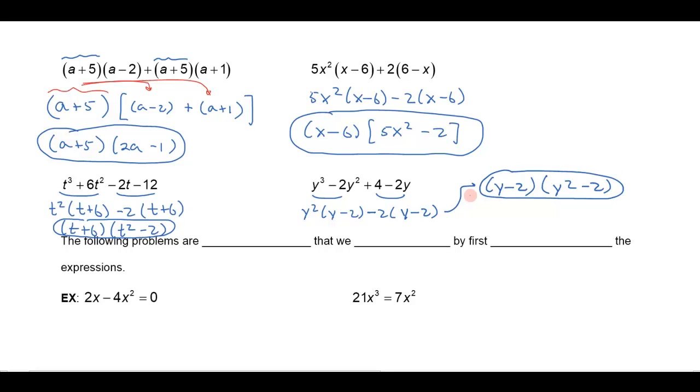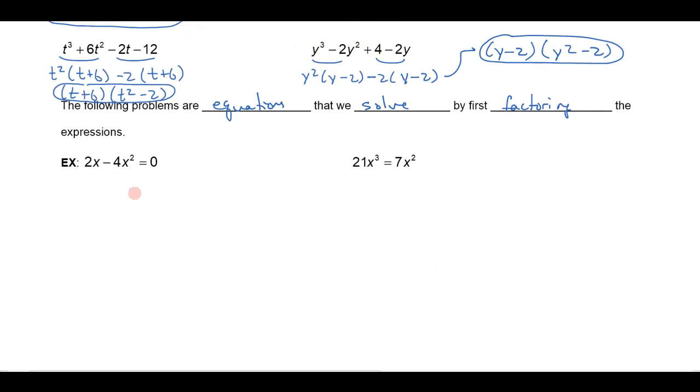Okay? Now, as I mentioned earlier, all of these problems have been expressions that we just simplify. But the following problems, now you're seeing an equal sign in them. These are equations that we solve. You always solve equations, and the way we solve them is by first simplifying, or in this case factoring, the expressions. Okay? So if I have this equation and I'm looking to find the x that makes it true, we typically want to get 0 on one side, unless it's a linear equation. These are not linear because of the squares and the cubes in them.